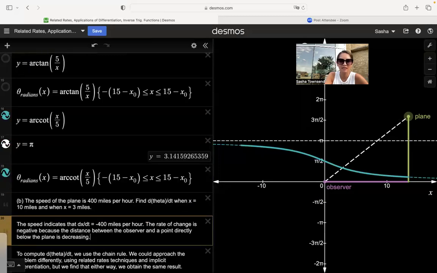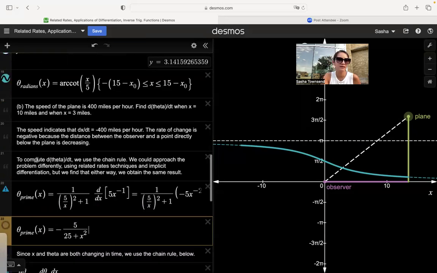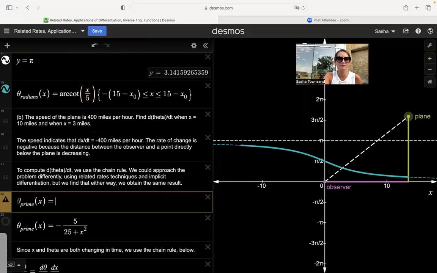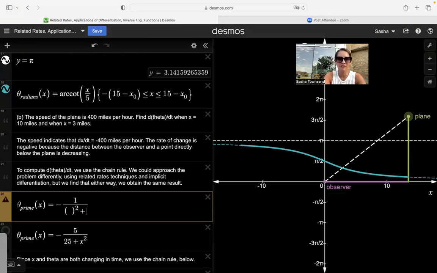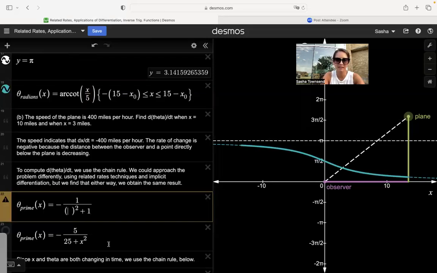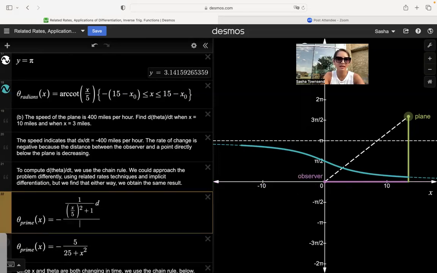Now we're told that the speed of the plane is 400 miles per hour. Find d theta dt when x equals 10 miles and x equals 3 miles. So we're going to use the chain rule. Now, we're taking the derivative of arccotangent of x over 5, so I'm going to do this calculation again. The derivative of arccotangent is negative 1 divided by the inside function squared plus 1. Our inside function is x divided by 5, so I can substitute x divided by 5 here. And then I want to multiply by the derivative of the inside by the chain rule.